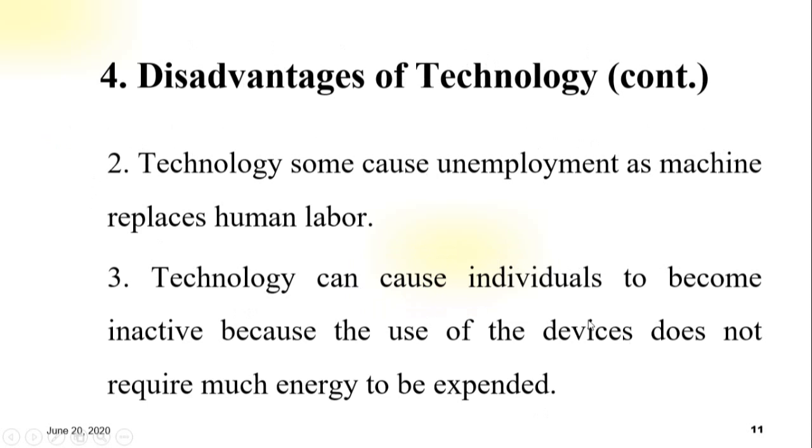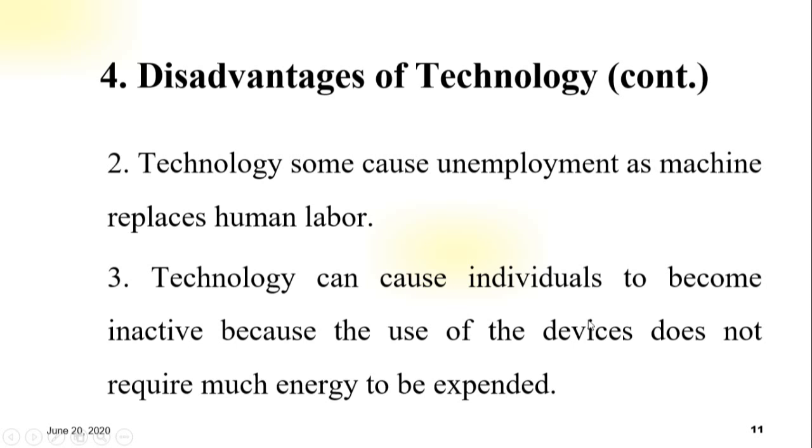Number two, technology can cause unemployment as machines replace human labor. When you have a lot of modern technology in our country or in the world, it can cause people unemployment. They don't have work to do because the machine can replace them. And one more point, number three, technology can cause individuals to become inactive. What does inactive mean? Not involved.